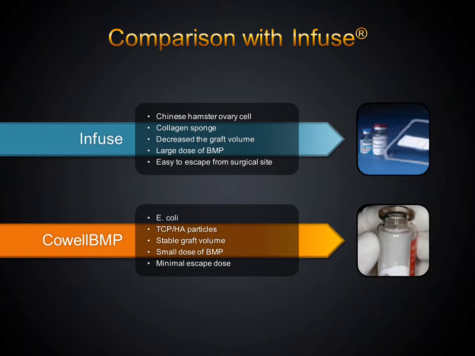Infuse BMP solution easily escapes from the surgical site. CowellBMP's is difficult to escape because the solution is injected into the graft site after primary closure of the wound.